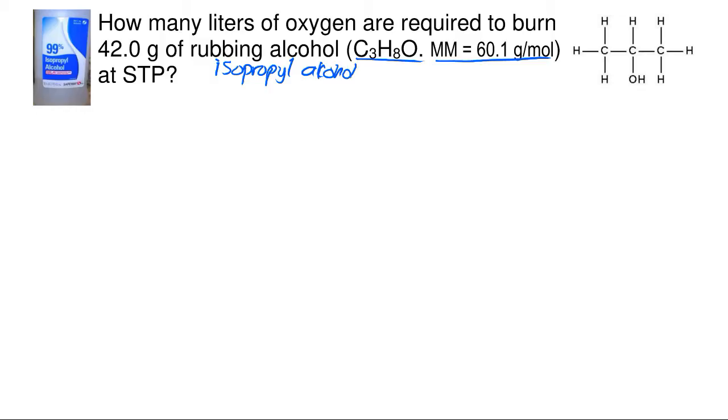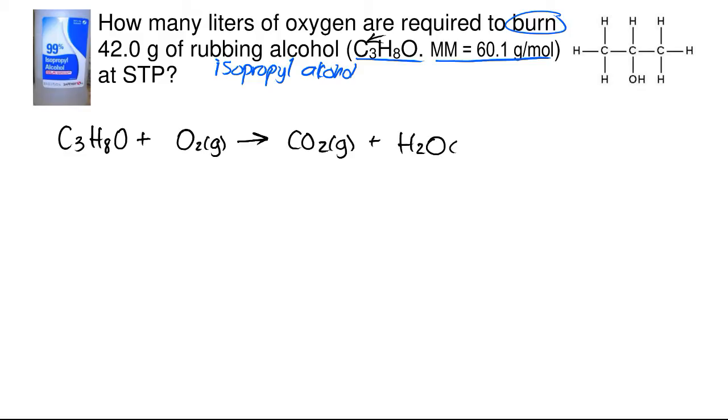what is not given is the equation. But our clue is that it's burning, and burning means that it's a combustion reaction, and it's a carbon-based compound that's going to be doing the burning. And we know that carbon-based compounds require oxygen to burn completely, and during that combustion process, carbon dioxide and water are created. So the skeleton equation is C3H8O plus oxygen gas burns to produce carbon dioxide gas and H2O, water vapor.